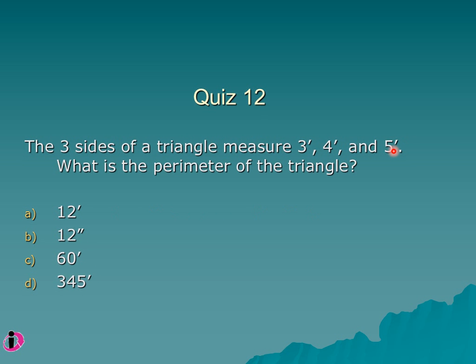The 3 sides of a rectangle measure 3 inch, 4 inch and 5 inch. If you calculate the perimeter, you add all the 3 sides, which is 12 feet, right? So right answer is A. So if you have one prime like this, that means actually feet, okay? If you have double prime like this, that actually makes inch.